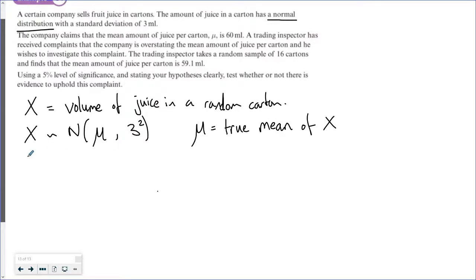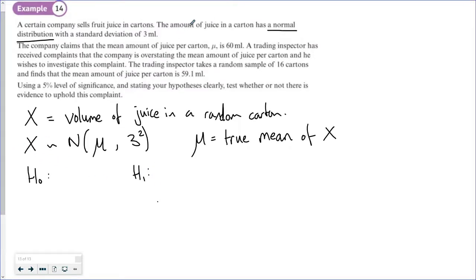Well, because we're doing a hypothesis test, we need to define our null hypothesis and our alternative hypothesis. So the null hypothesis would be that the amount of juice in the carton is 60 millilitres, i.e. on average, so i.e. the company isn't lying. And the alternative hypothesis is that the true mean, well, the inspector thinks that the company is overstating the mean.